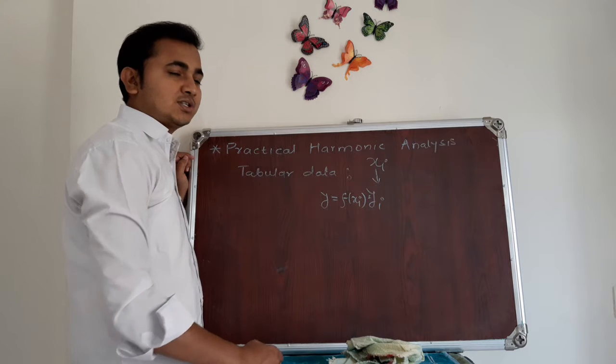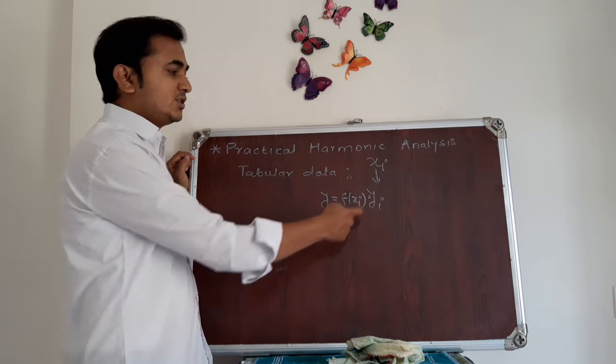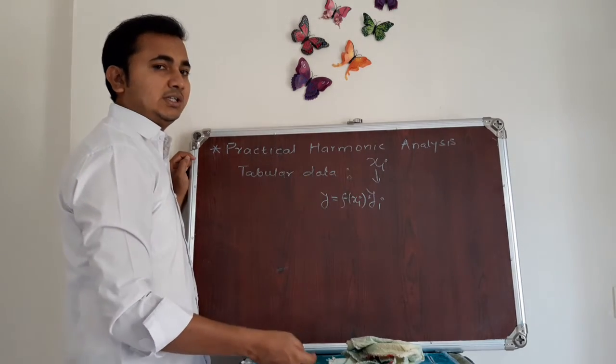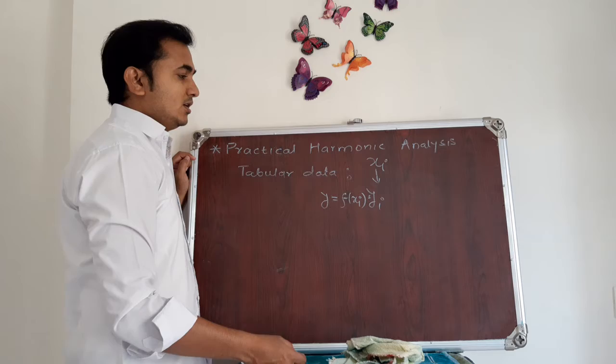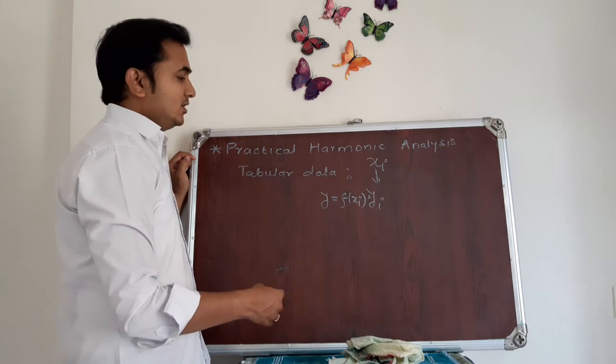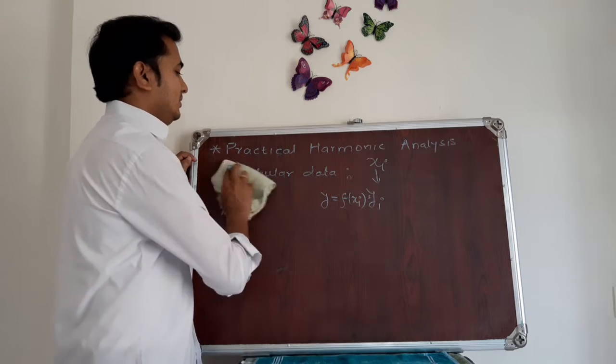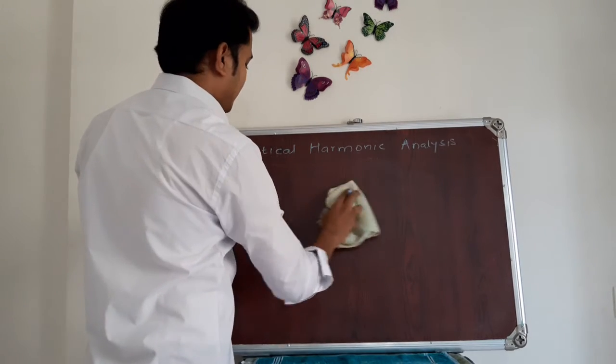I mean, the first few Fourier coefficients for this tabular data, that means a1, a2, a3 and b1, b2, b3. These values can be asked from this data. Okay, so let us write.